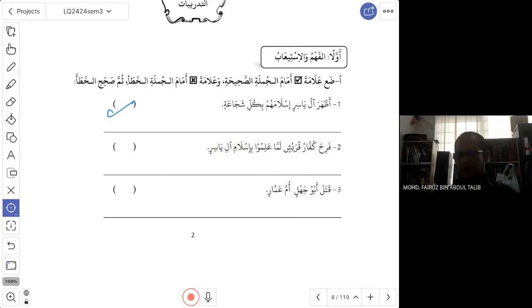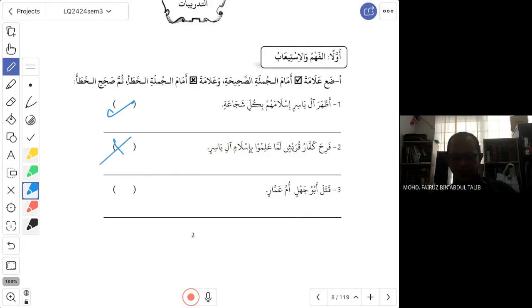السؤال الثاني فرح كفار قريش لما علموا بإسلام آل ياسر. Anybody remember what is fariha? Happy. Naam, fariha bermakna happy. So they were happy. Kuffar, the kuffar of Quraysh, they were happy when they knew about the Islam of Ali Yasir. Sahih atau khata? Khata. Naam, khata. Huwa as-sahih. How do you correct this sentence? Kaifa nusahi al-jumlah? So lam yafrahu, they were not happy, they were angry. Naam, sahih.